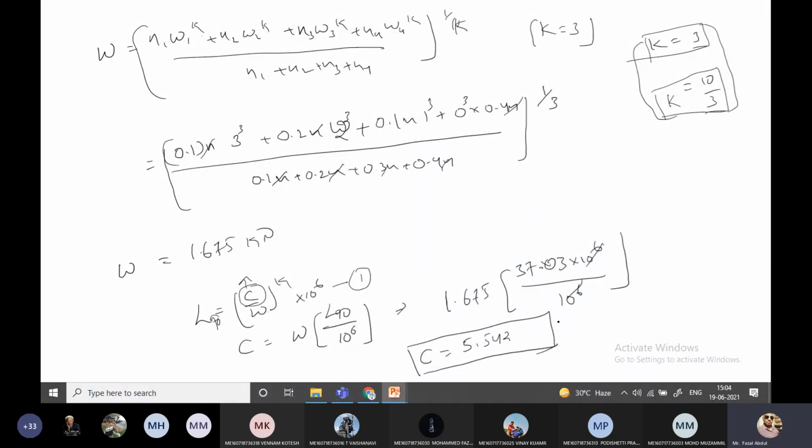5.542 kilonewtons. So this is the procedure for calculating such type of ball bearings for 90% reliability, 95% reliability, and the first time the variable loads when it is subjected to the variable loads W1, W2, W3. Okay. So regarding this problem, do you have any doubts? You can ask. Otherwise, we shall move to the next problem.